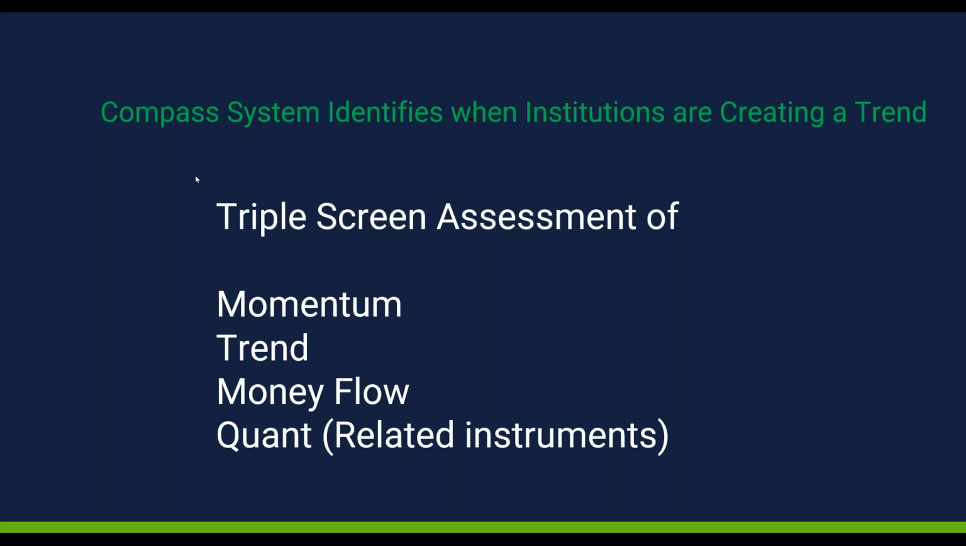All right, so how does the Compass system identify when the institutions are in the trade? This is really important. There's no software other than the Compass system that I know of that can actually identify when institutions are in a trade. So we do what's called a triple screen assessment, and this is a fancy way of saying we're looking across multiple time frames. And we look at 4 different things.